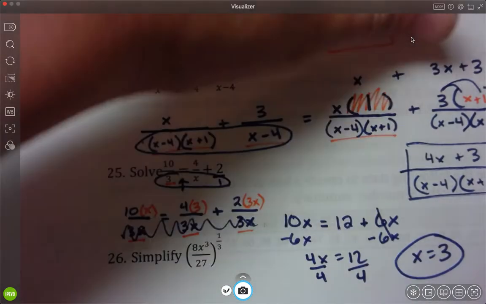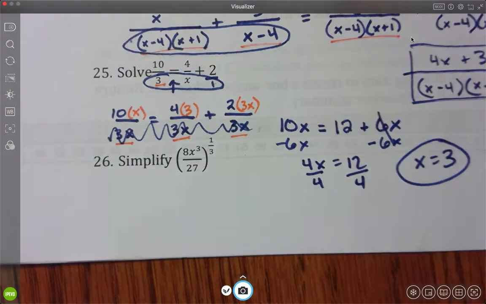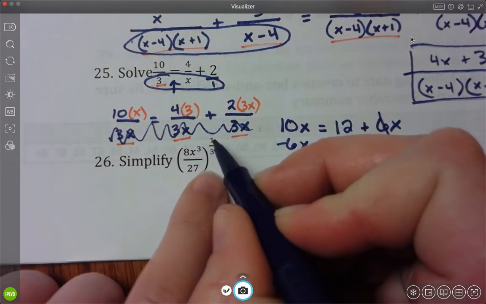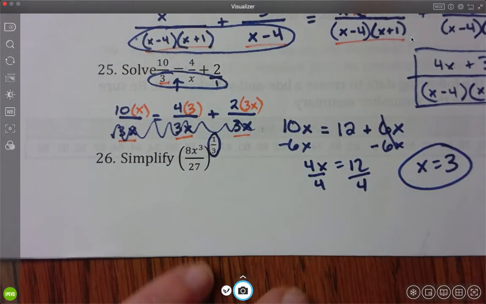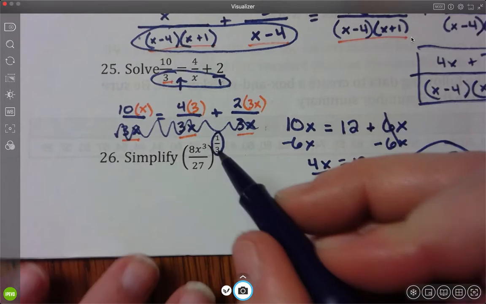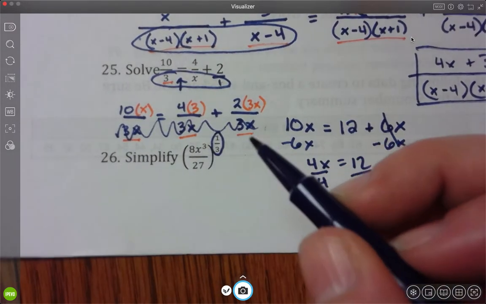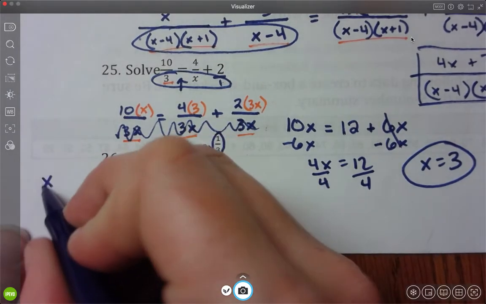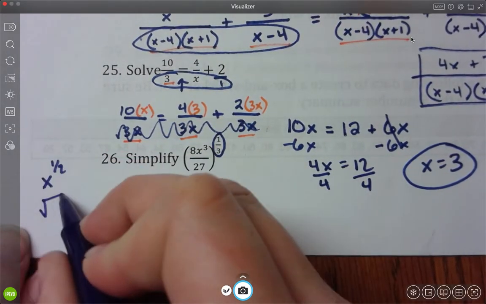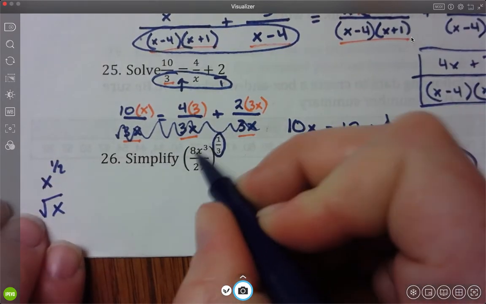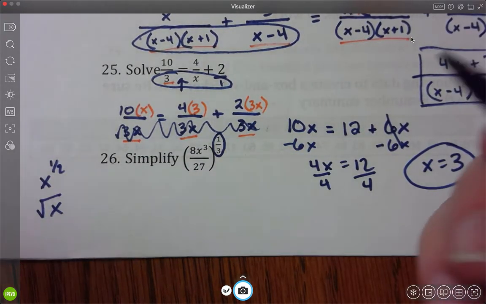All right, next one, 26, 8x to the third over 27, and then that is to the 1/3 power, okay? Anytime I have a fraction as an exponent, that just means it's like a square root or a cubic root or a quartic root, okay? So like x to the 1/2 power just means the square root of x, right? X to the 1/2 power. So something to the 1/3 power means the cubic root, okay?